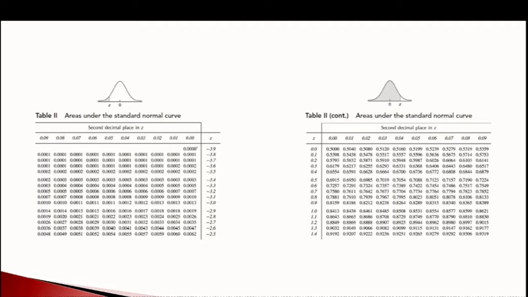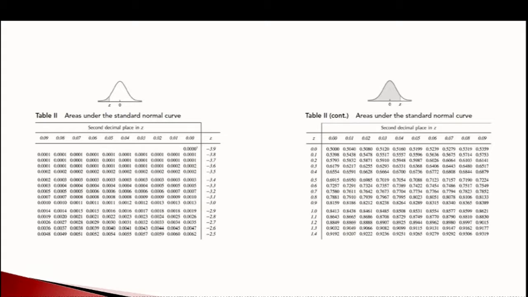Here is a section of the table, and I try to provide a snapshot here. You can view the full table in the back of your book or on your homework site. As you can see on the graph above the table, the area provided inside the table is the area to the left of any specific z-score, and the z-scores are listed here in the outer columns and the top rows.